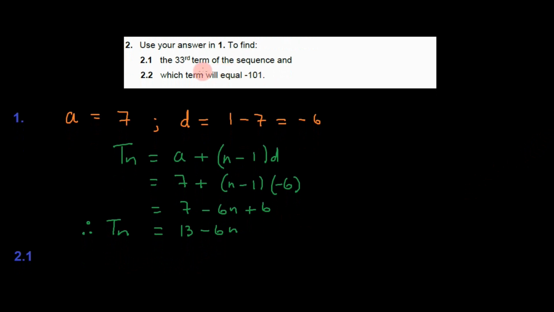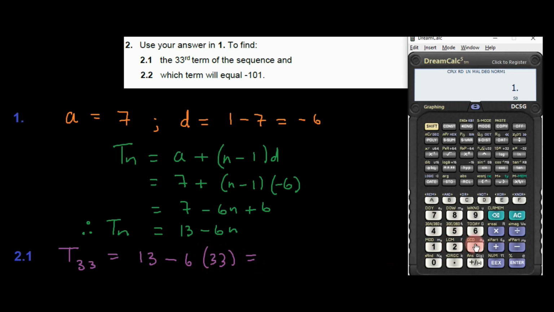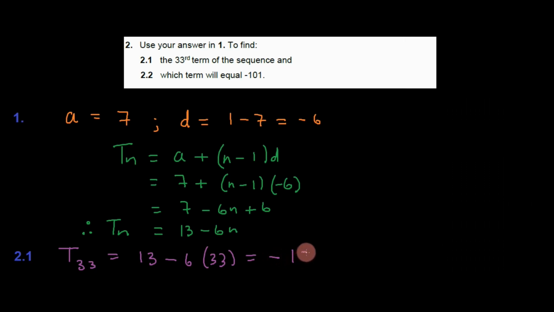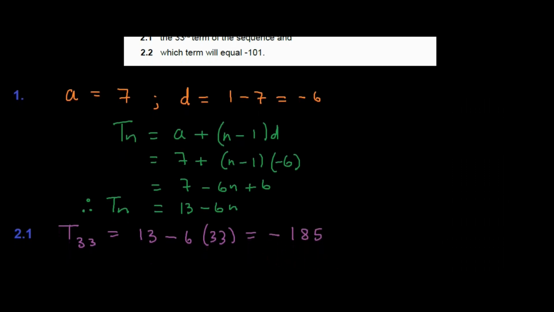In 2.1, we have to use the answer to question 1 in order to find the 33rd term of the sequence. We merely replace n with 33 in the equation for the general term. So it's 13 minus 6 times 33. Let's see what that comes to. 13 less 6 times 33 comes to negative 185. Let's go to 2.2.